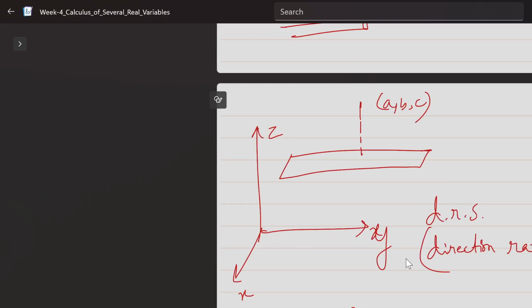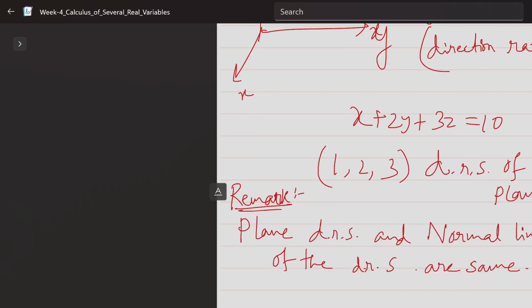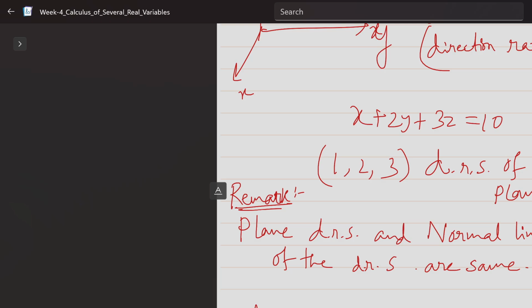So what is a normal line? A normal line means any line perpendicular to this plane at any point. This is called a normal line. So you have to find one normal line to the plane such that the line is perpendicular to this plane. Normal means perpendicular, as you know, tangent, normal. So the normal line direction ratio and the plane direction ratio are the same. That means the direction ratio of this line passing through A, B, C is the same as the direction ratio of the plane.